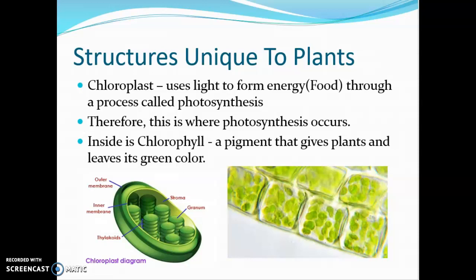Another feature that plants have that animal cells do not have is the chloroplast. The chloroplast is what makes a plant an autotroph, where it can make its own energy. This is where photosynthesis occurs, where they take the light energy and some water, and convert it into usable energy.